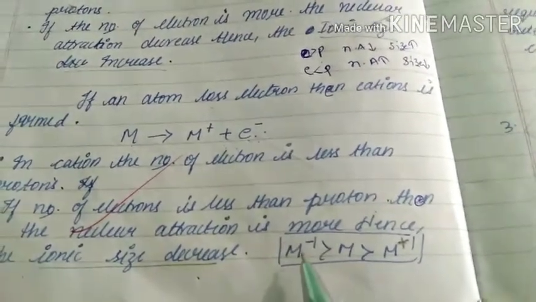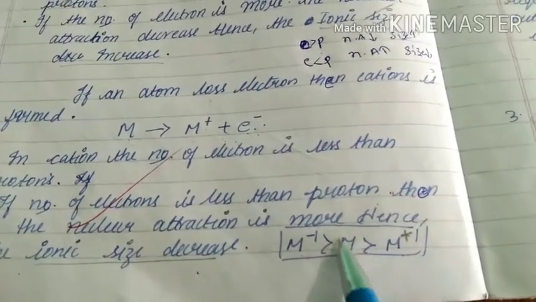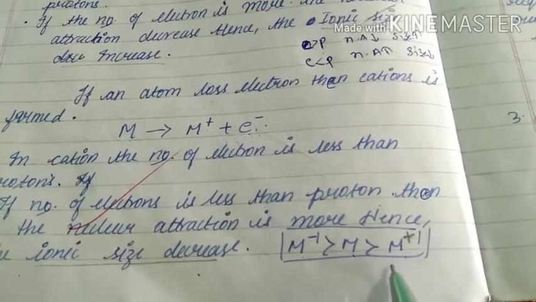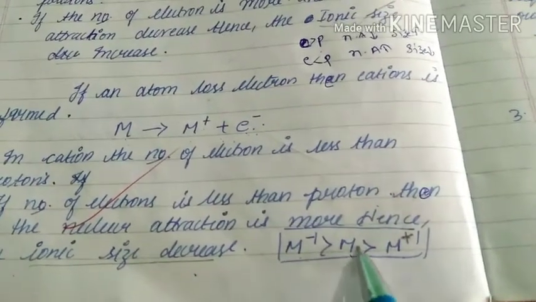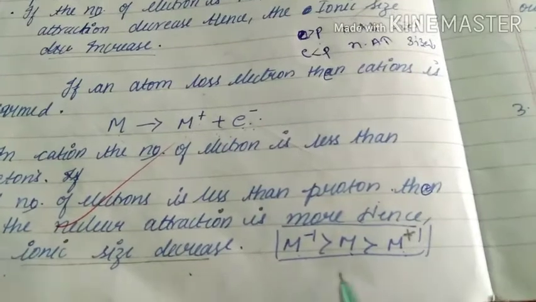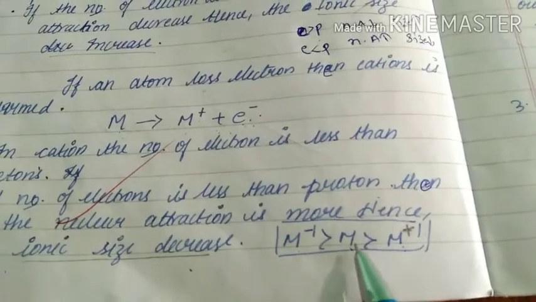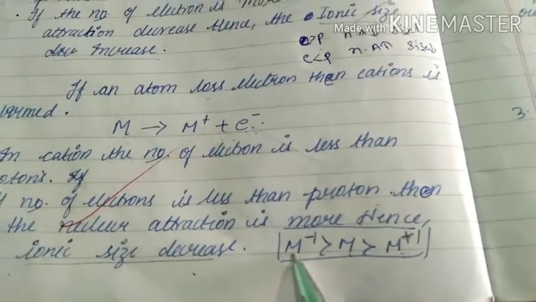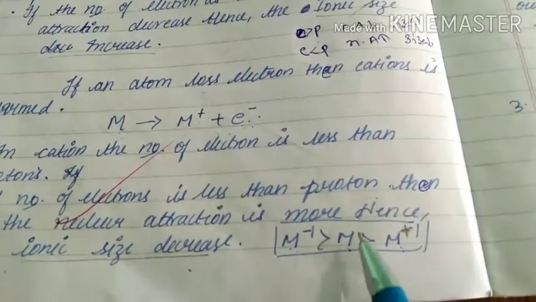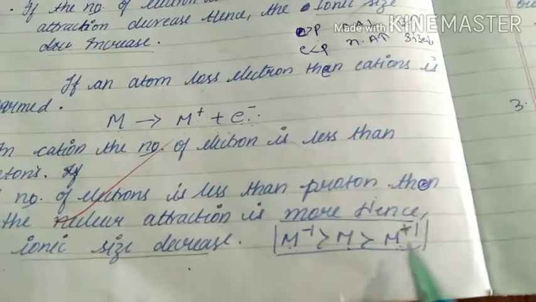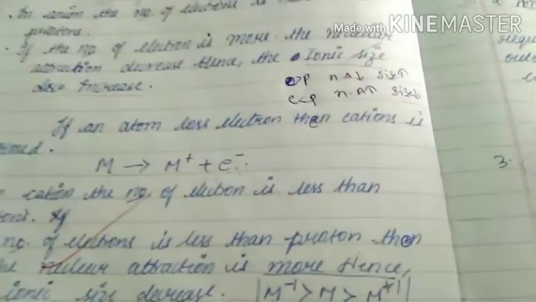So compared to anion, cation, and neutral atom, here M is neutral atom, that means it does not have any charge. Compared to these 3 species, the size is more in case of anion, after that neutral atom, after that cation. This is a very, very important point. Compared to these 3 types of species, anion, neutral atom, cation, which has more size? Anion. I told you the reason already. Next, neutral atom, because in neutral atom the number of electrons and protons are the same. After that cation. So cations have less size compared to neutral atom and anion.